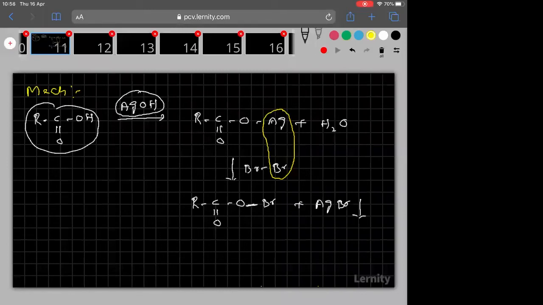Here you see, between oxygen and bromine the bond is very weak. So this bond will break homolytically like this. When the bond is broken homolytically, then I think you know free radicals are formed. So RC double bonded O dot is formed. Am I right? Then Br dot is formed. RC double bonded O dot and Br dot are formed. So please copy the mechanism, everyone.